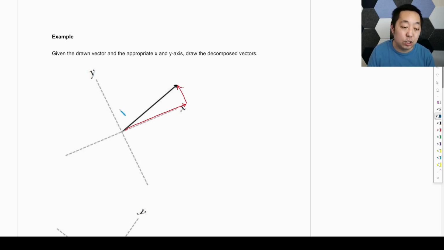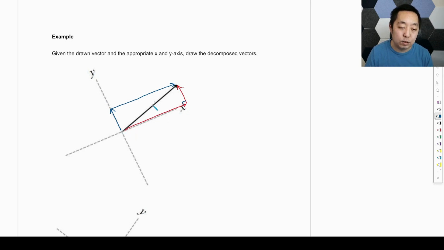Another way to do it is you're going to make a right triangle here. You could draw an arrow upward parallel to here, and then another vector parallel to the x-axis here. The whole idea is, where do I stop? I'm trying to make a right triangle. So this vector here is parallel to the y-axis, and this vector here is parallel to the x-axis. And again, notice the arrows are following tip to tail.